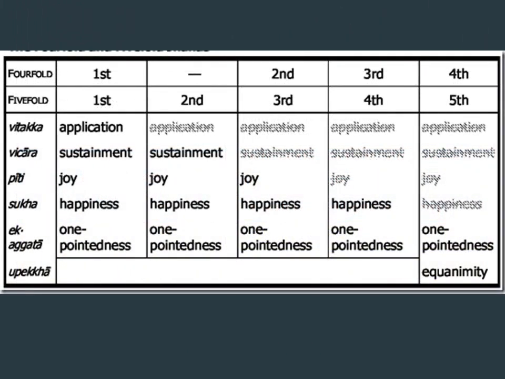Then we have 15 types for the form realm. So for the form realm, that refers to the jhana realms, right? Now the jhana realms, as we have studied before, we can classify them into 4 jhanas or 5 jhanas, according to the 5 factors of jhana. So look at this table with 4 jhanas and with 5 jhanas.